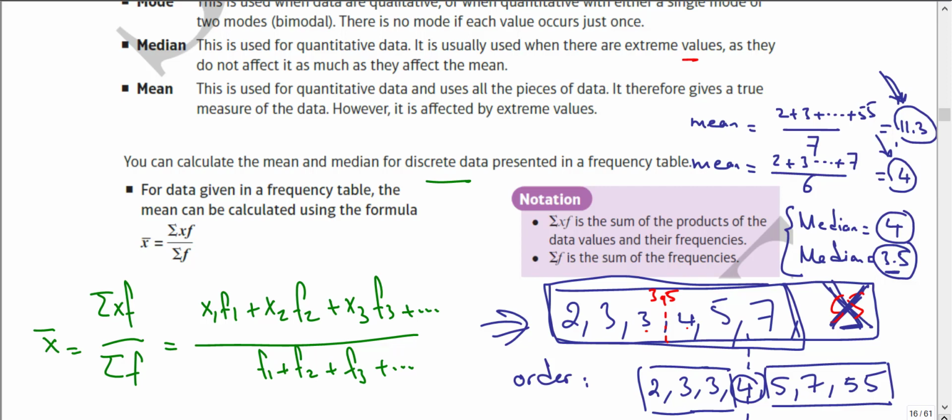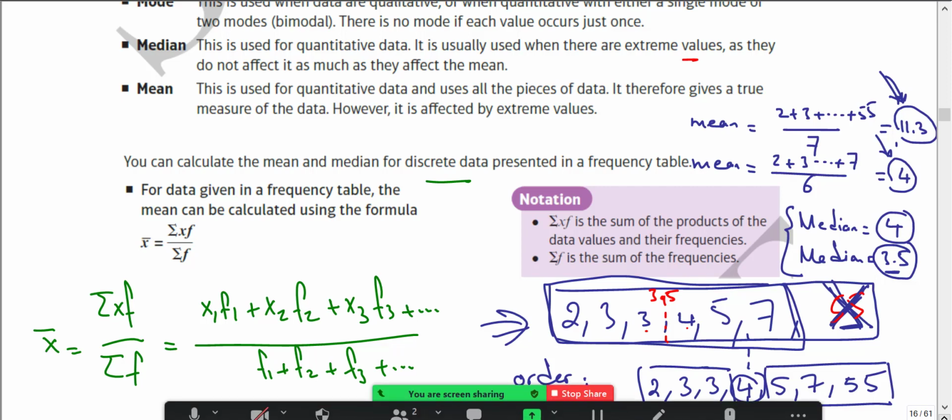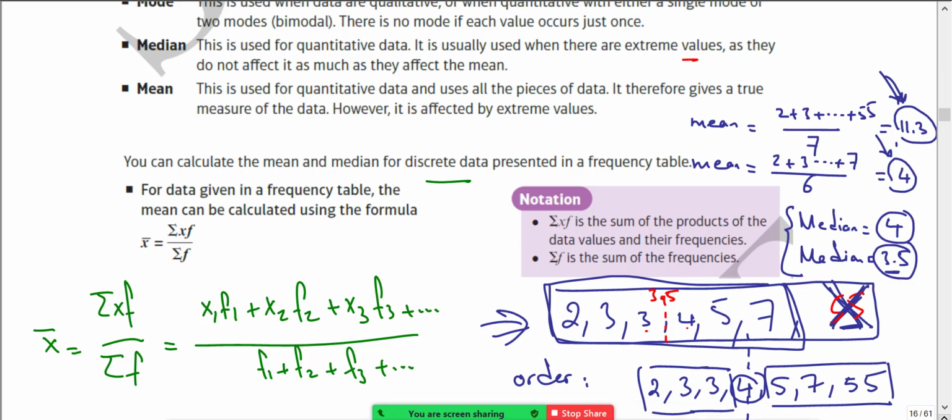What does more immune mean? It means it has immunity to extreme values. So even if there is an extreme value, it won't matter. The median is the same. It will not change that much. You get it now? Or is it hard? No, it's easy.